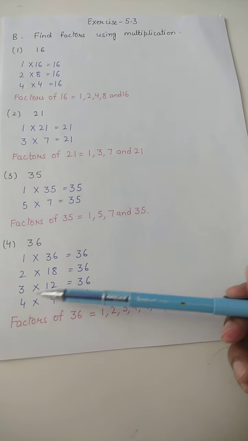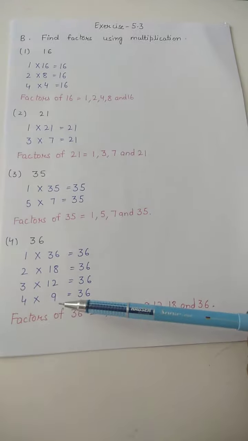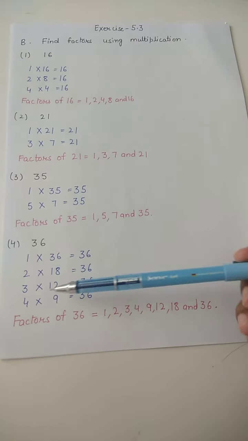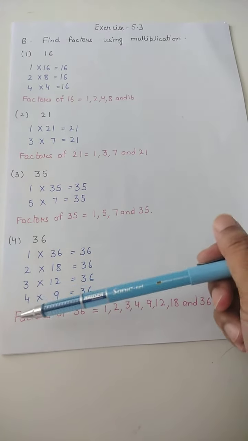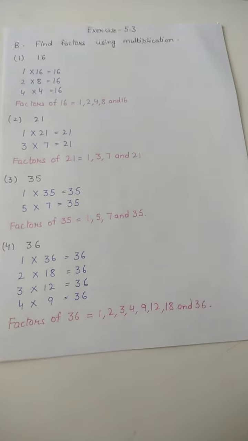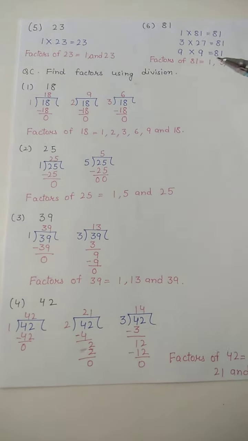Then 12 threes are 36. Take here 3 multiplied by 12 is equal to 36. Then 4 nines are 36. Right. So these numbers are all the factors by which we are doing multiplication. So 1, 2, 3, 4, and then 9, 12, 18, 36. You can see here these all are the factors of 36. Right. Now come to question number C.